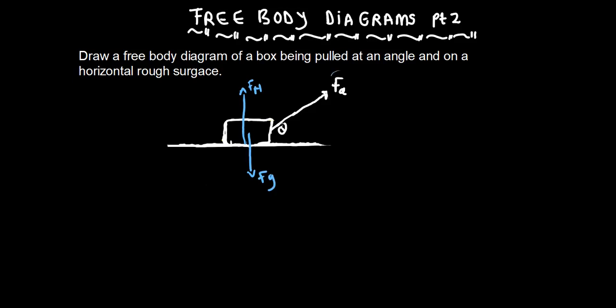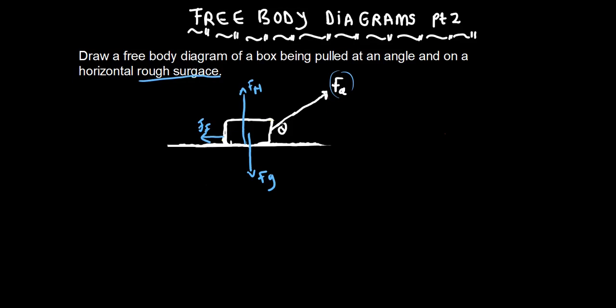And then we also have this force here. We also have another force because this is a rough surface. We know that we have another force, which is the force of friction. Okay, so let's draw our free body diagram.